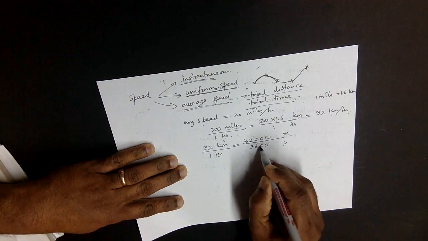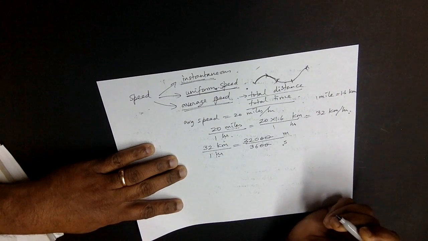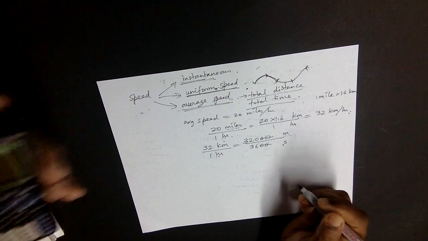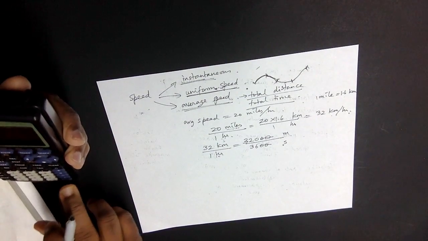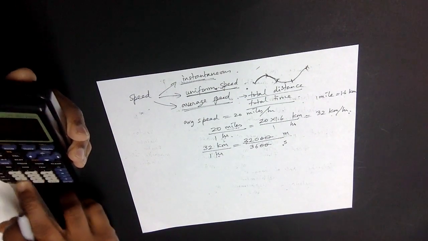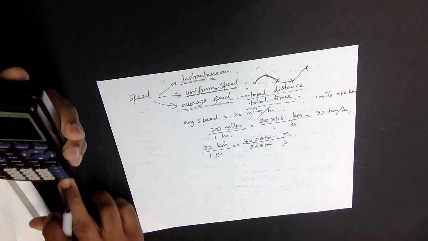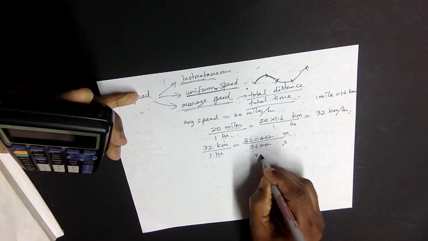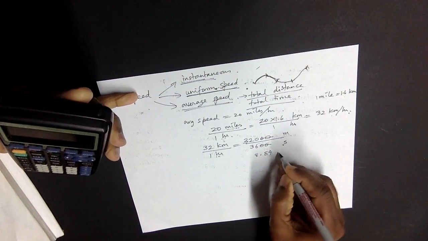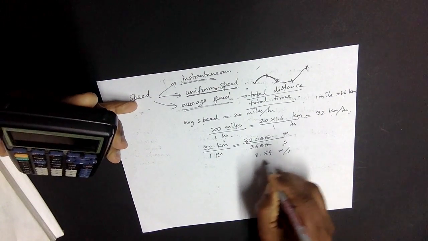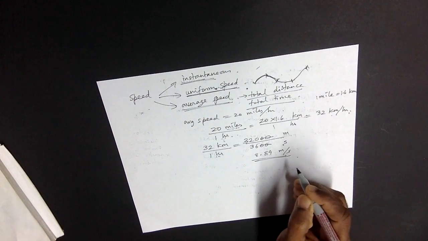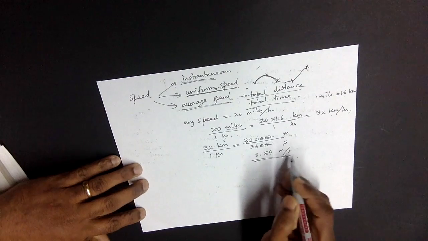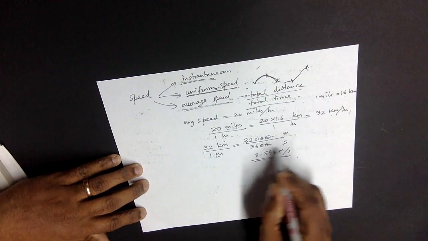So if I put that, you can actually simplify this and find out how much is 320 divided by 36. So 320 divided by 36 comes out to 8.89 meters per second. That's what your speed is. So 8.89 meters per second is the average speed with which you are moving.